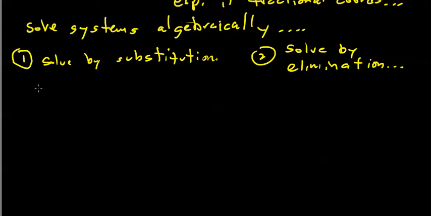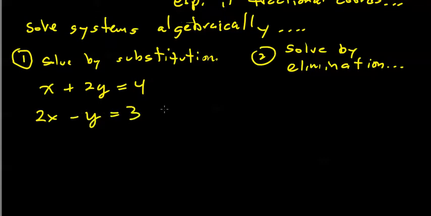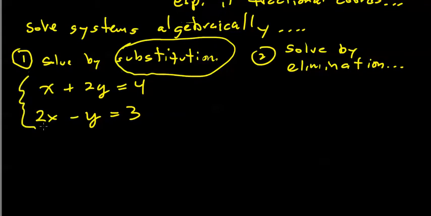Alright, let's do one by substitution. Here is that original system I wrote on the screen above. What I'm going to do is solve this system simultaneously by substitution. Remember, you want to solve both of these line equations at the same time. Find the point, the x-coordinate and the y-coordinate, that solves both at the same time. What do I mean when I say solve by substitution?